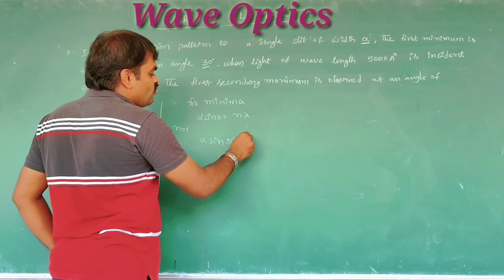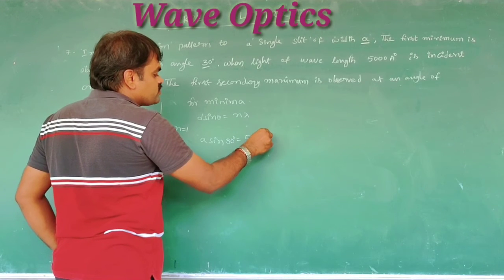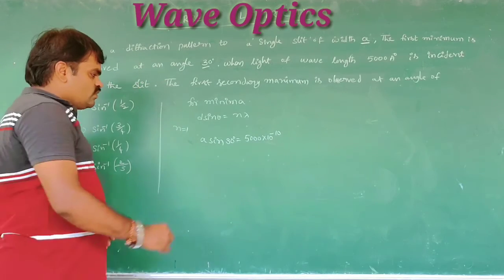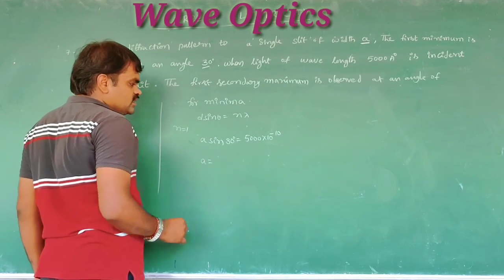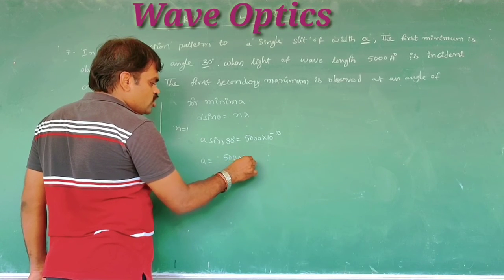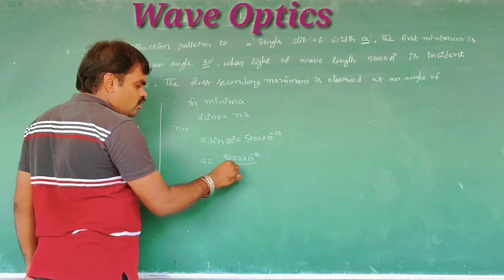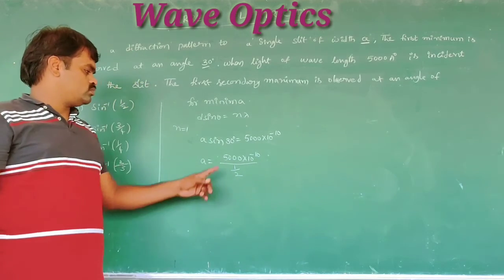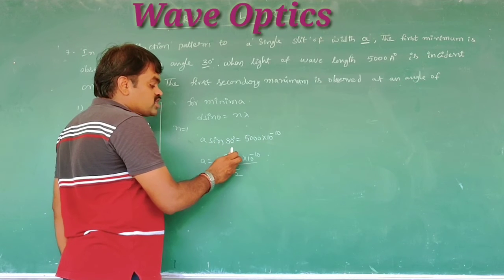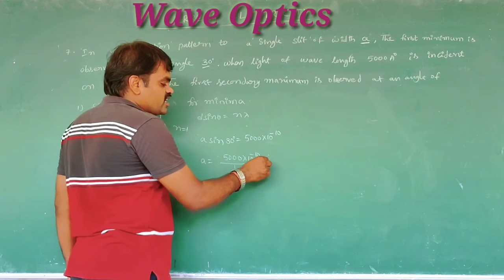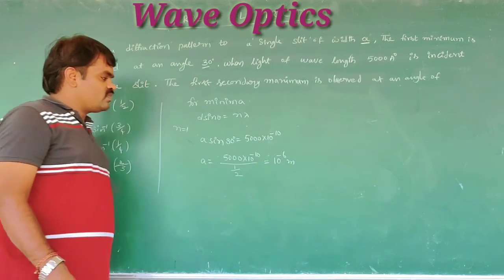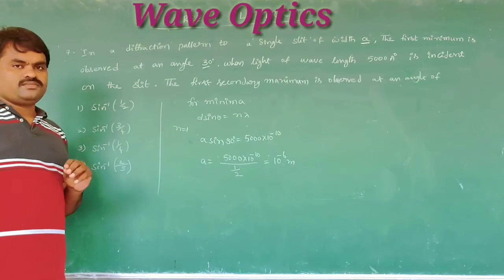Lambda is 5000 angstroms, 10 to the power of minus 10. Then we calculate A, that is 5000 into 10 to the power of minus 10 by sin 30, which is 1 by 2. Now it is going up to 10,000, meaning 10 to the power of minus 6 meters. This is the slit width.